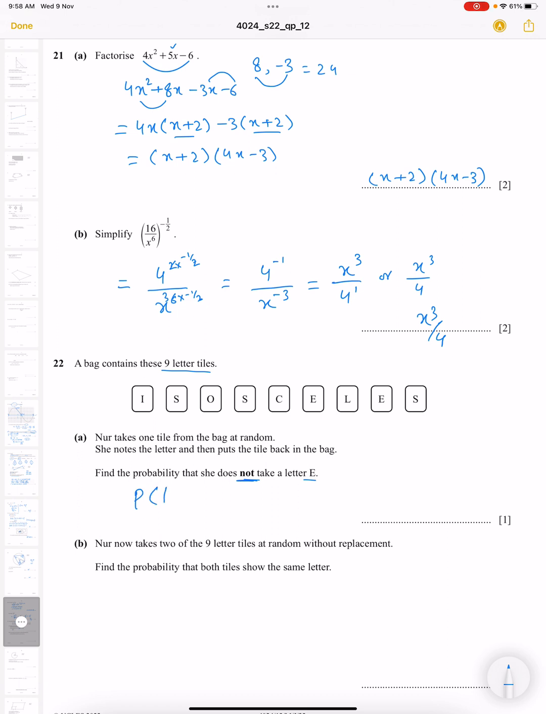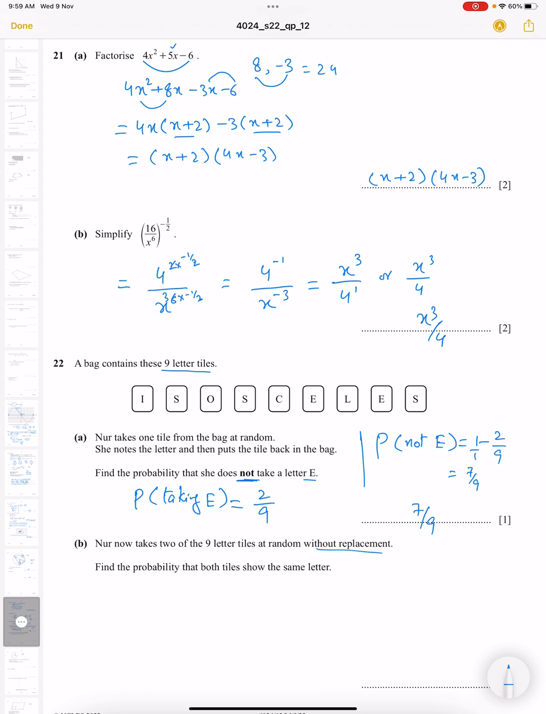So probability of taking E, since there are 2 E's, will be 2 over 9. So probability of not taking E will be 1 minus 2 by 9. By taking LCM we'll solve it, 9 minus 2 becomes 7 by 9. That's the probability. Or you can simply count that 7 letters are there which are not E, so 7 by 9 can be the probability.